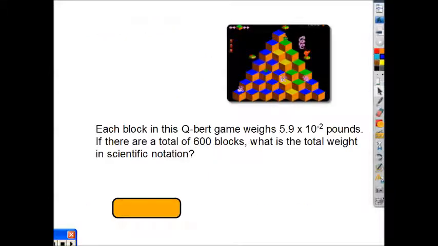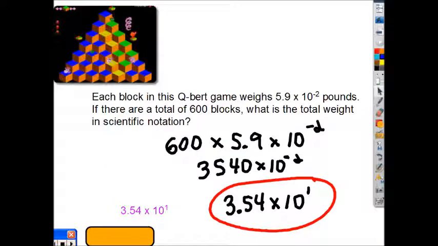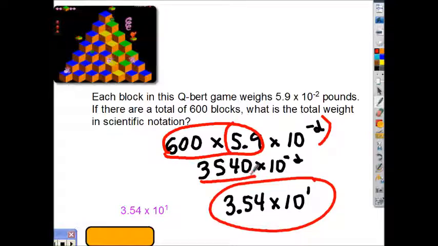Try to work this problem, press pause and come back. This problem should involve multiplication because each block weighs this amount, so I'm going to multiply 600 times the weight of each one. And since this is all multiplication, I can do it in any order, any grouping. So I'm going to go ahead and multiply my 600 times my 5.9. I'm just going to do that in my head and get 3,540, and then times 10 to the negative 2.